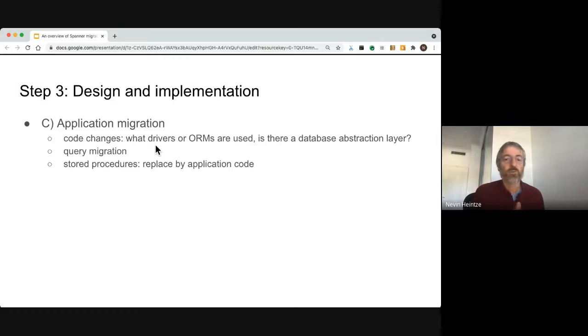At the other extreme, some applications spread their database code throughout the application, and this can lead to really very time-consuming and complex code migrations. Now, we briefly mentioned before that MySQL and Spanner have different SQL query dialects. So each query used in an application needs to be checked and potentially rewritten to use with Spanner. Sometimes this is fairly straightforward. Sometimes it can be a huge amount of work. It depends on the structure of the application. Finally, I wanted to briefly mention stored procedures. These are not supported by Spanner, and the usual approach is to rewrite them as application code.